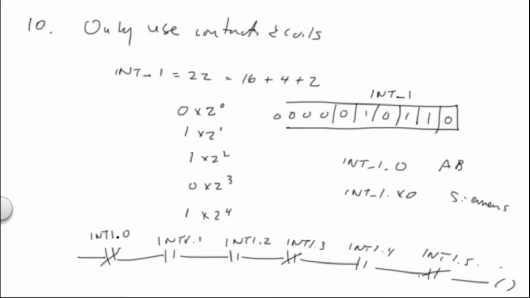So that gives me a way of checking the bits in a word without having to look at it as a number, or you can look at it as a number. Either way, it works. So that gives you a little bit of an idea about how that's done. Okay, number 10.